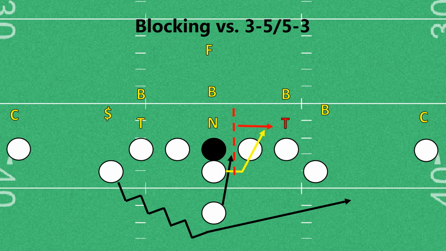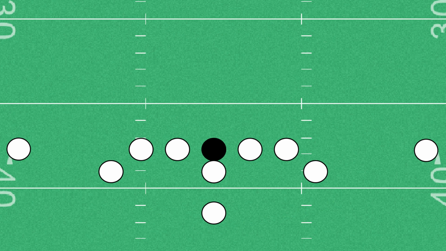However, as we're blocking this, our play side tackle is going to go to the outside for a linebacker. Our play side A is going to either fold or arc block again, and the rest of our line is blocking play side. And our wide receivers are going to block the corners.